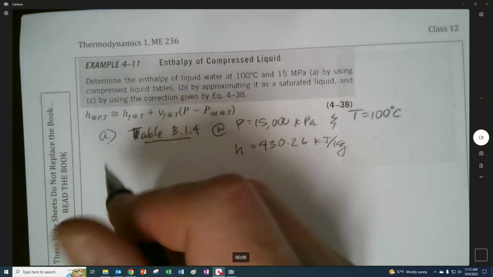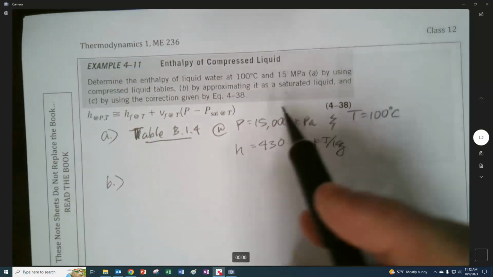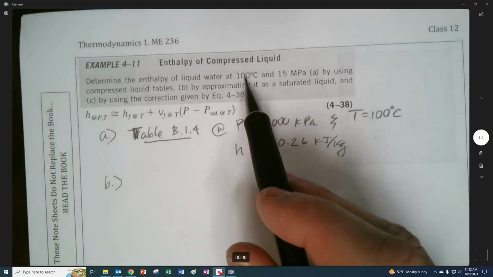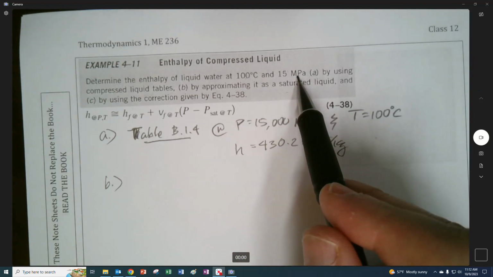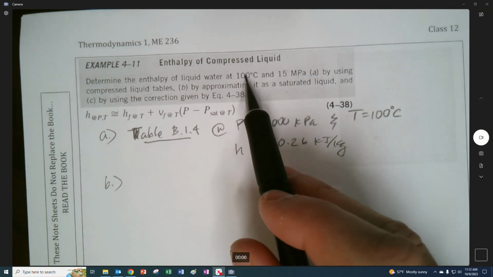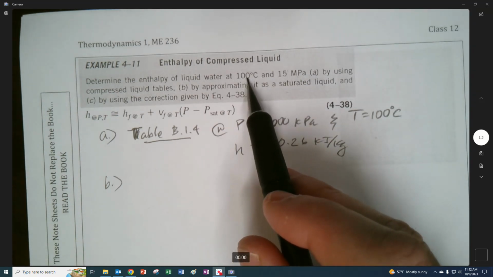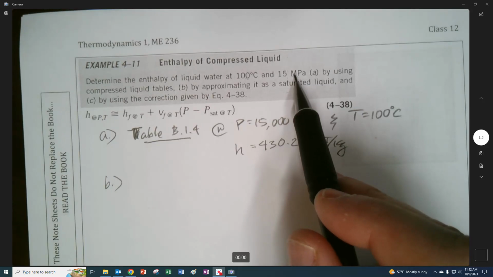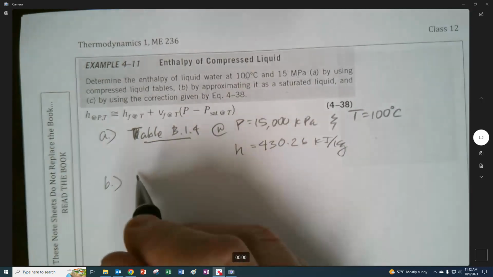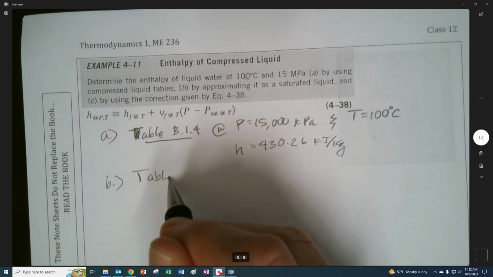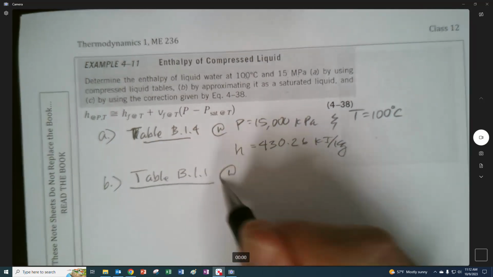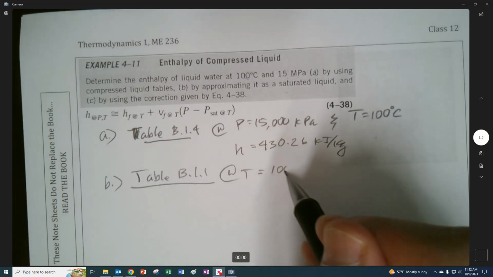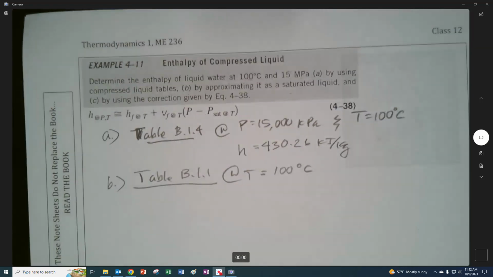All right, so we have a choice: either go to 100 degrees Celsius or 15 megapascals. I'm going to think that we're going to be better off going to the temperature. I don't think we have the pressure in the table. Well, let's just take a look at both. Table B.1.1 at T equals 100 degrees Celsius. Let's see what we can learn from that.